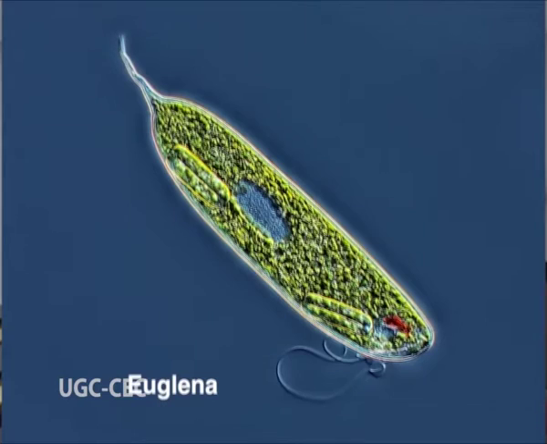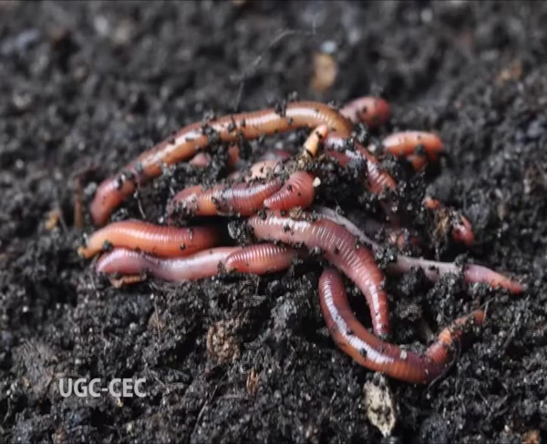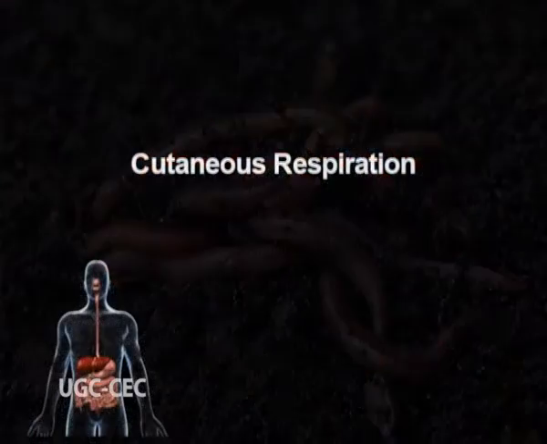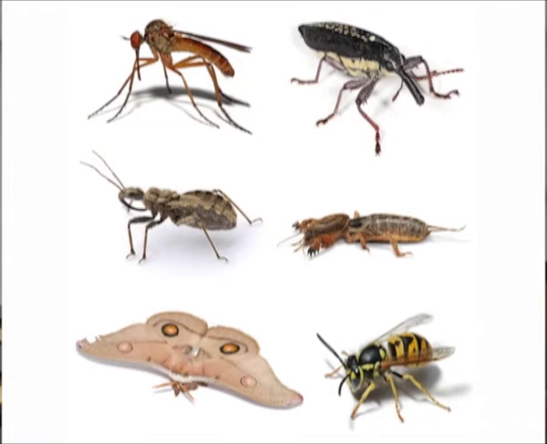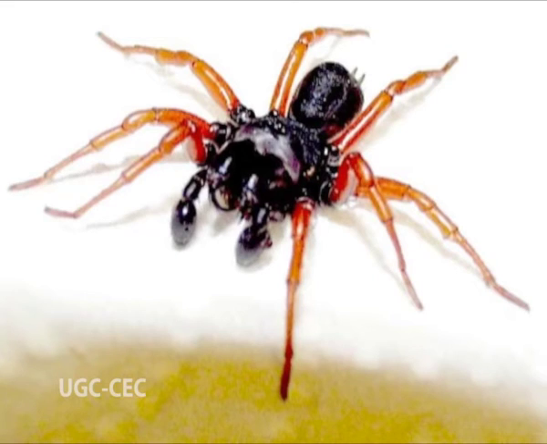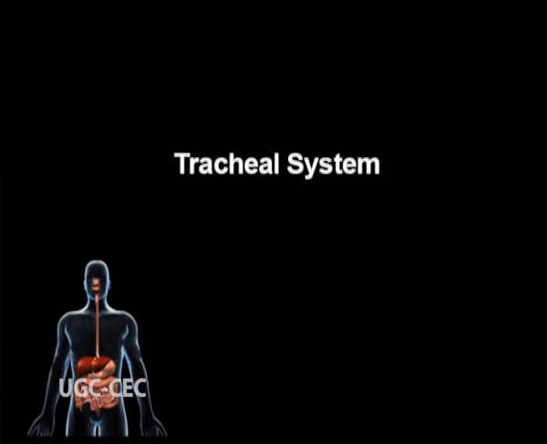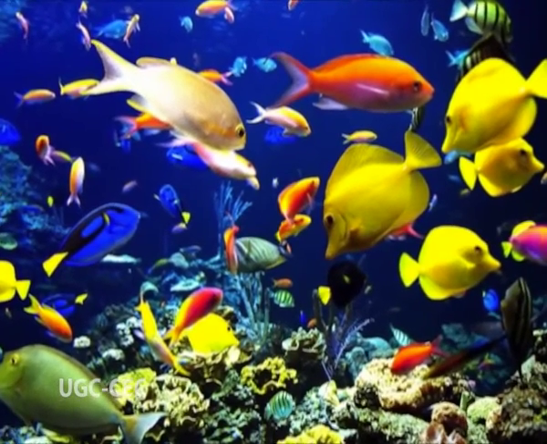In the simplest forms of animals like amoeba, euglena, poriferans and hydra, exchange of gases takes place through the general body surface between the body protoplasm and the water. Worms respire through their moist skin, hence called cutaneous respiration. In insects, some arachnids and centipedes, the exchange of respiratory gases occurs through a system of fine canals called the tracheal system. In aquatic animals such as prawns, fishes and tadpoles of toad, gaseous exchange takes place by the gills.